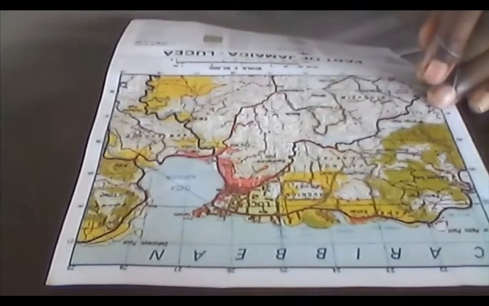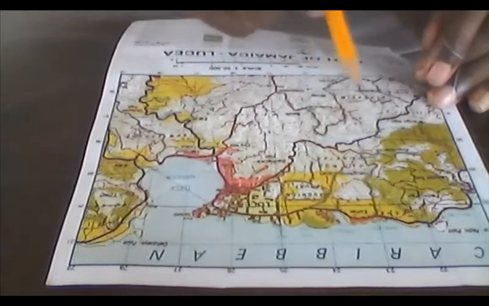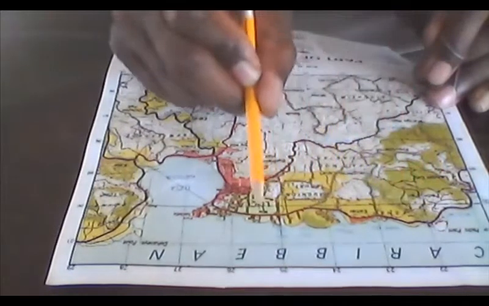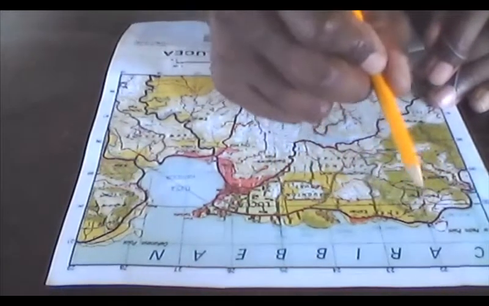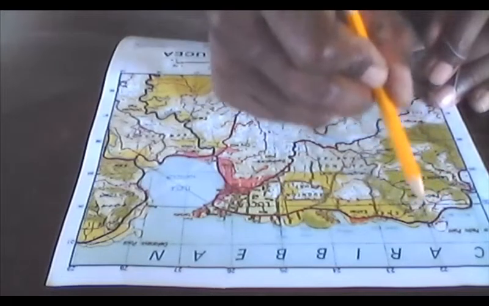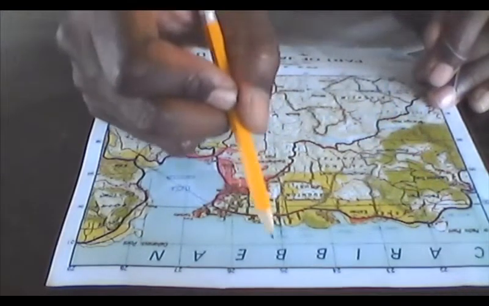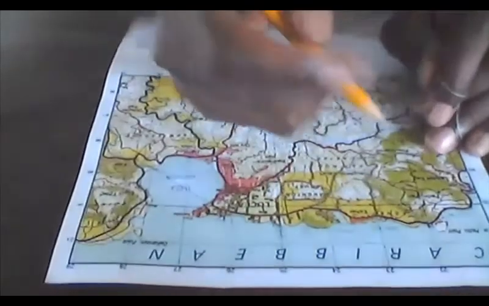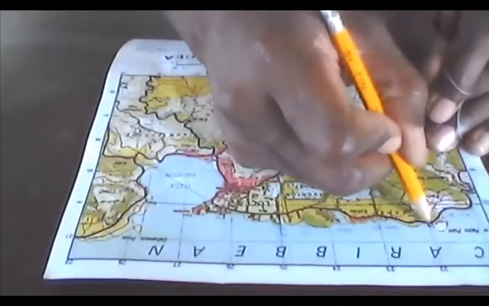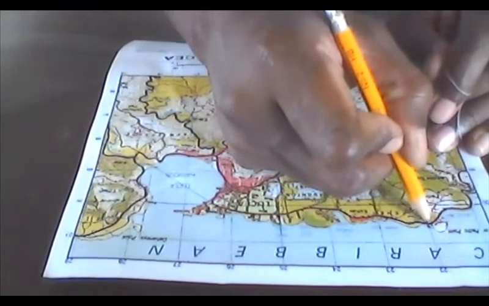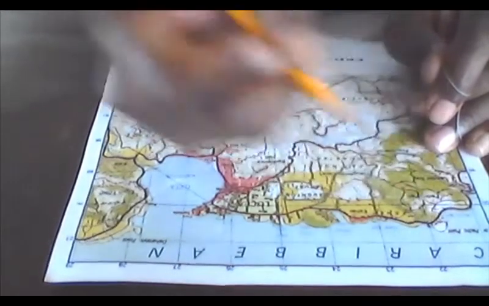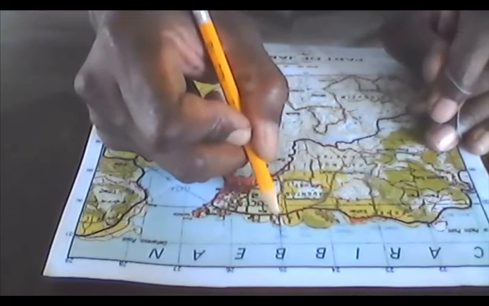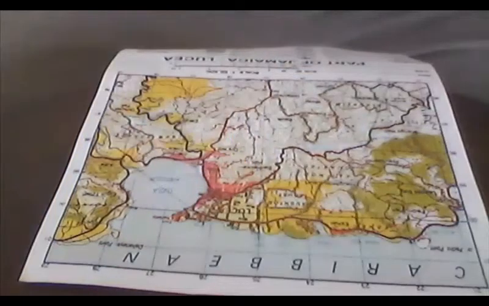So again, we are going to be measuring the distance of the Class A road along the coast right here, from where it is crossed by Easting 22, which is here, and Easting 25, which is right here. So we're going to use our pencil to mark where the road is crossed by Easting 22, right here, and we're going to mark where the road is also crossed by Easting 25, right here.